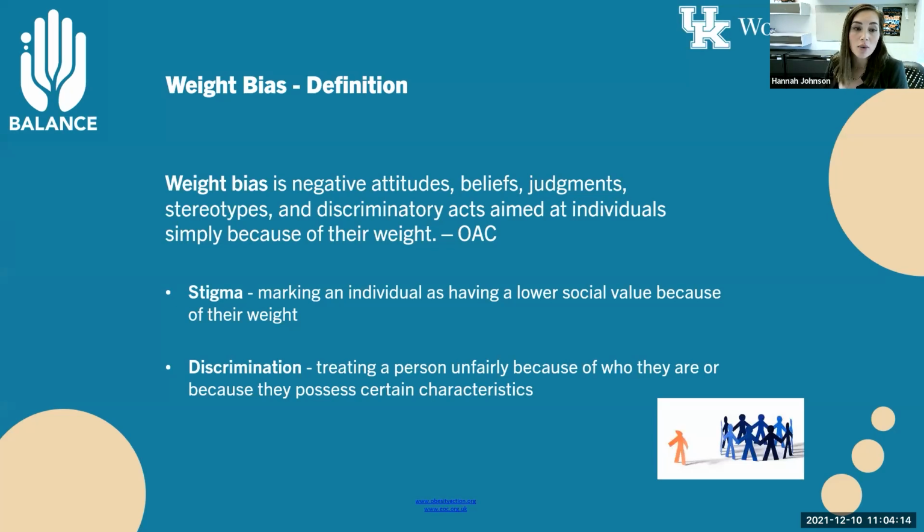And so this can show up as stigma. So defining stigma, I'm going to use probably these terms interchangeably. But stigma is marking an individual as having a lower social value because of their weight, specifically weight stigma. And then discrimination can also occur. And so this is treating a person unfairly just because of a certain characteristic. And in this case, with weight bias, is due to their body size or their weight.